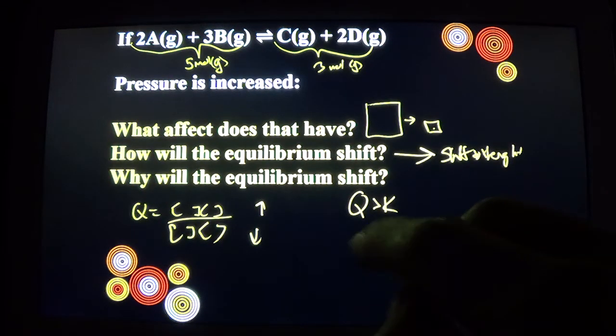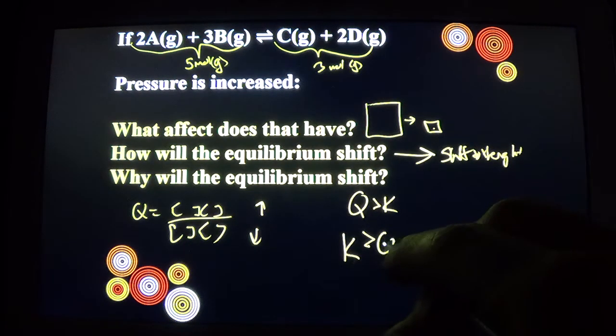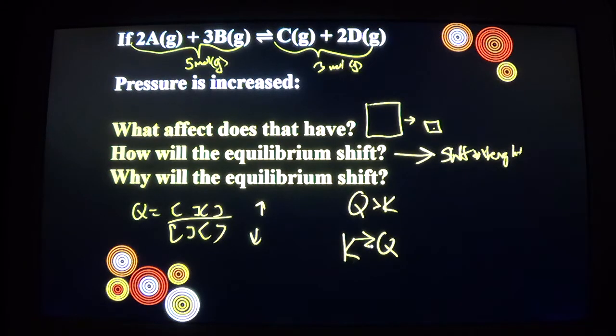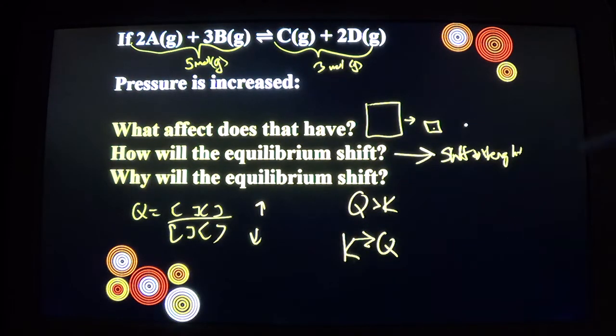Or remember my tip? If you write it this way, and I was about to mess that up, if you write it this way, you can then check your work by drawing the arrow, and that should match your answer there. If you always put K on the left, Q was less than K, so the forward reaction has to go faster in order to catch up to equilibrium.